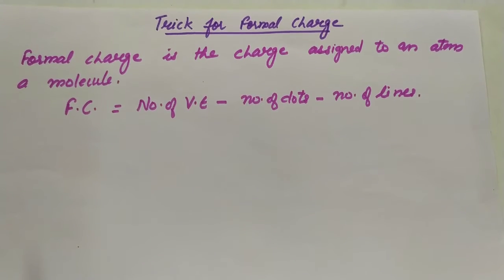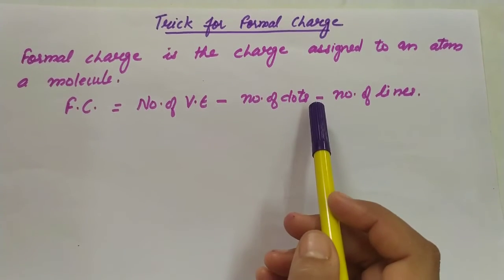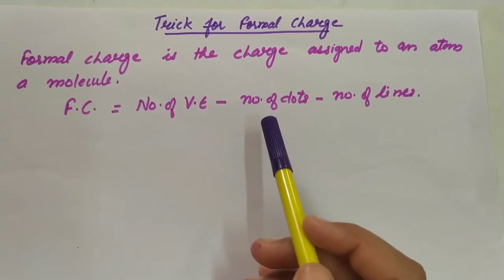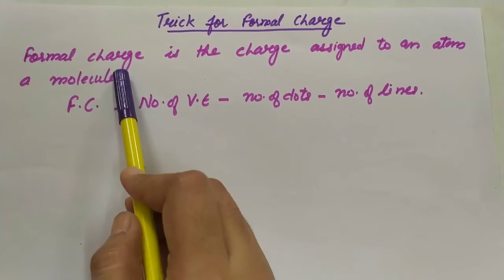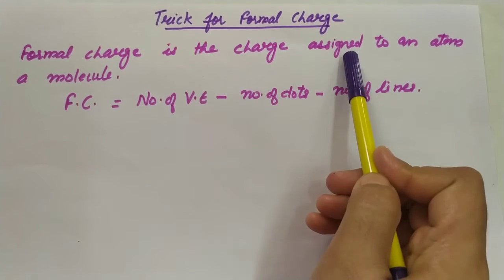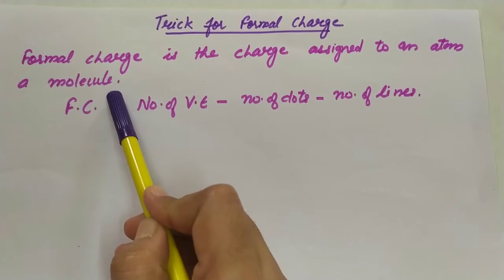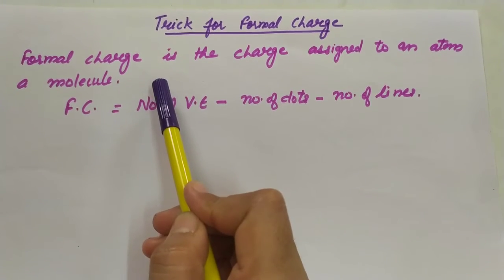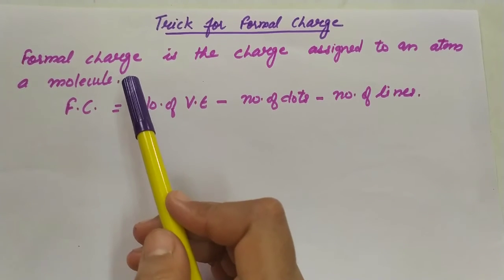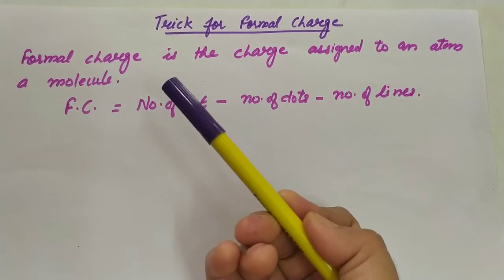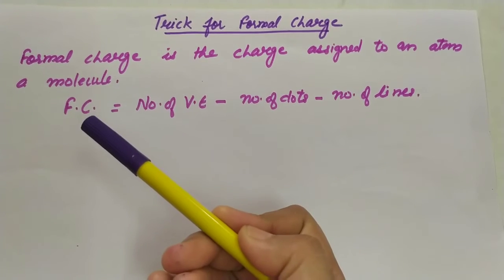Today I am going to explain a trick for formal charges: how to find out the formal charge on an atom. Firstly, what is formal charge? Formal charge is a charge assigned to an atom in a molecule. And to find the stability of a molecule, we first have to find the formal charge.